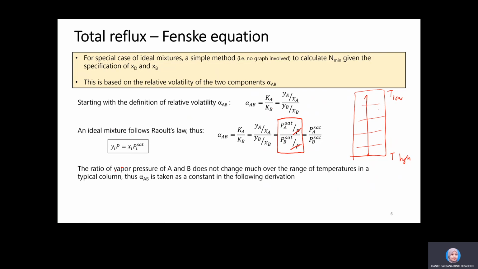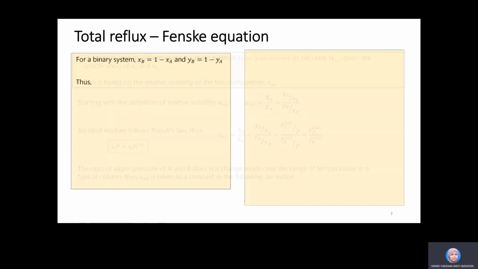throughout the column. However, for special cases of ideal mixtures we can assume a constant alpha AB, not because the vapor pressure is constant throughout the column, but rather the ratio of the vapor pressures of A and B is the one that is constant, not PA sat or PB sat, okay? So we assume that the ratio of the vapor pressures of A and B does not change much. Thus, we can take alpha AB as a constant to derive the Fenske equation in the next step.